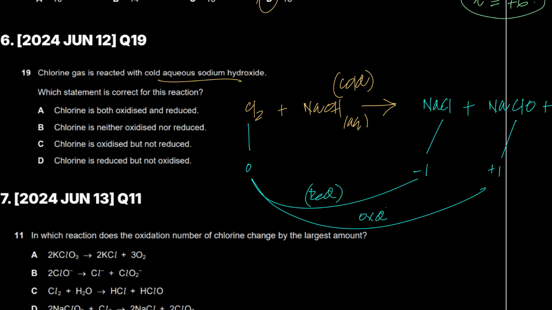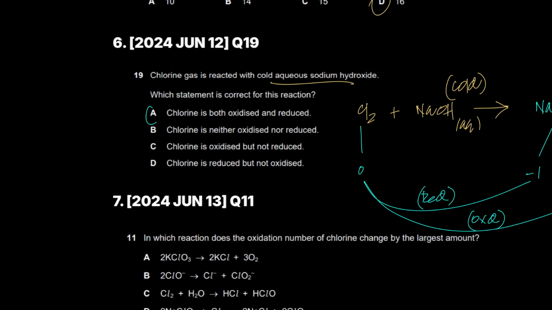What is this type of reaction called, by the way? Chlorine being both reduced and oxidized. A redox reaction in which a species of a single element is both being oxidized and reduced. What's that called? Shabash. That's called a disproportionation reaction. So chlorine is in fact being both reduced and oxidized.